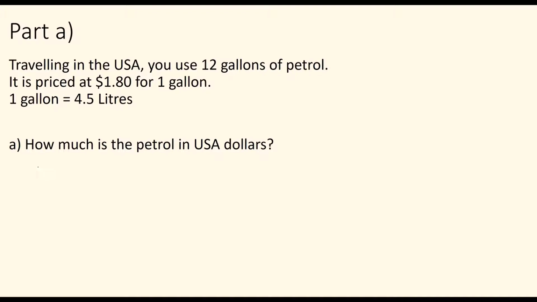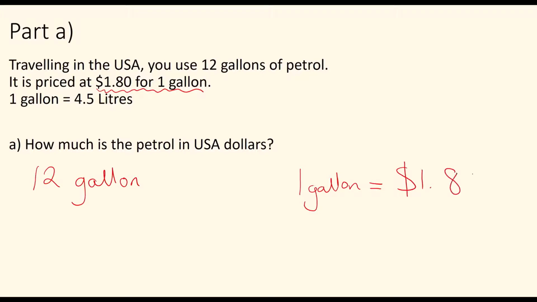So what we know is we have travelled on 12 gallons of petrol. And we have the conversion factor. Well, actually we don't, so ignore that, we don't have it. It's actually written here, this is like a price thing. So 1 gallon equals $1.80. This other conversion factor, we don't need this yet. This question is not about litres. It wants to know how much did it cost while we're in America.